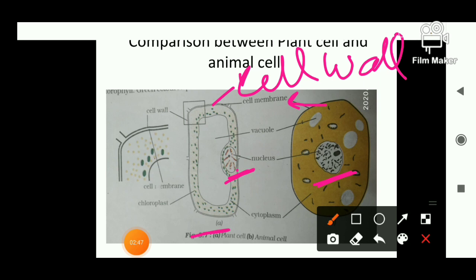Next, plastids. Now see the plastids. These are present only in the plant cell. Plastids are present in the plant cell, and in the animal cell, plastids are absent. Next is the vacuole. You can see in the plant cell a large vacuole is there, whereas in animal cells, vacuoles are absent, or they may be of very small size. Right? Then these were some main differences between the plant cell and animal cell.